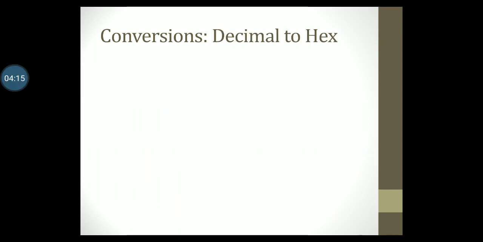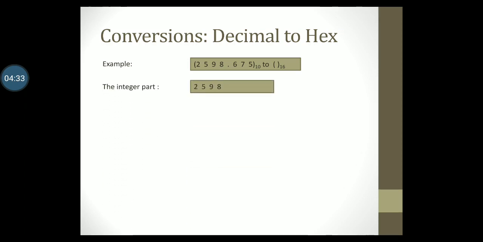Now let's look at how to convert a decimal number to hex. Let us take an example. Given the decimal number 2598.675 and we want to convert it to hexadecimal. Let's deal with the integer part of the number, 2598.